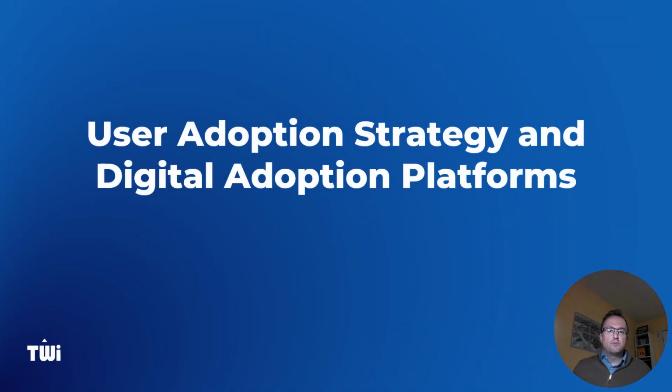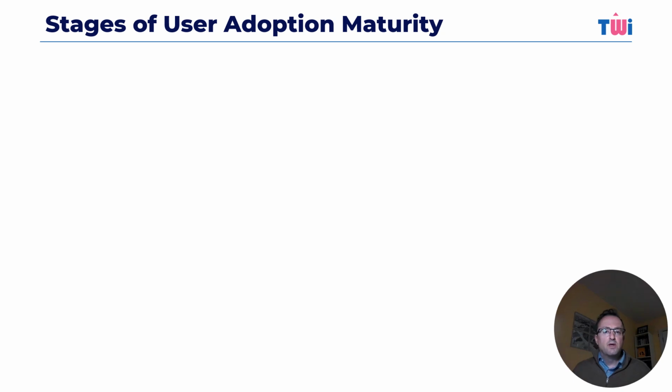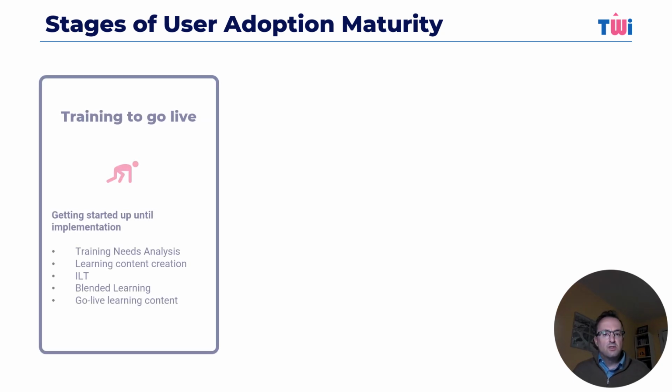Okay, so let's consider user adoption strategies and digital adoption platforms. Depending on your own client's organization, consciously or unconsciously, they'll be at different stages of what we like to call user adoption maturity. When we consider a user adoption strategy, we often talk in terms of levels of maturity. And for us, there are 3 stages to consider. The first stage, training to go live, is the one that is most in keeping with that old world of learning, where clients get us to develop standard learning content focused on key tasks and processes and deliver it via instructor-led training or self-serve courses prior to go live.